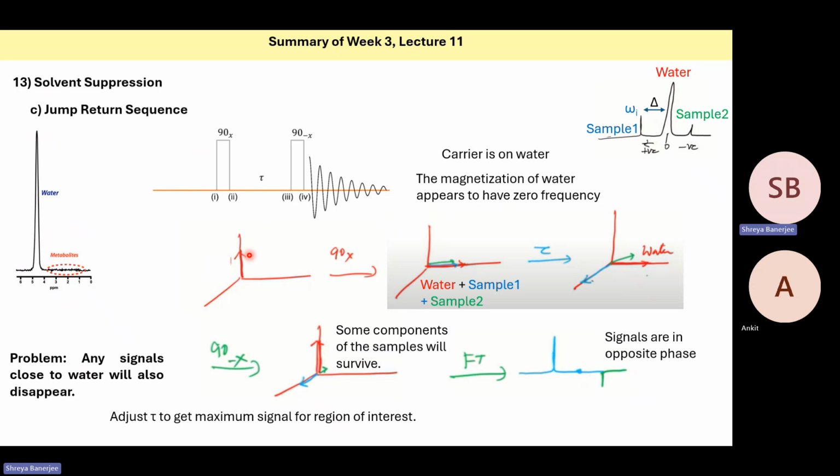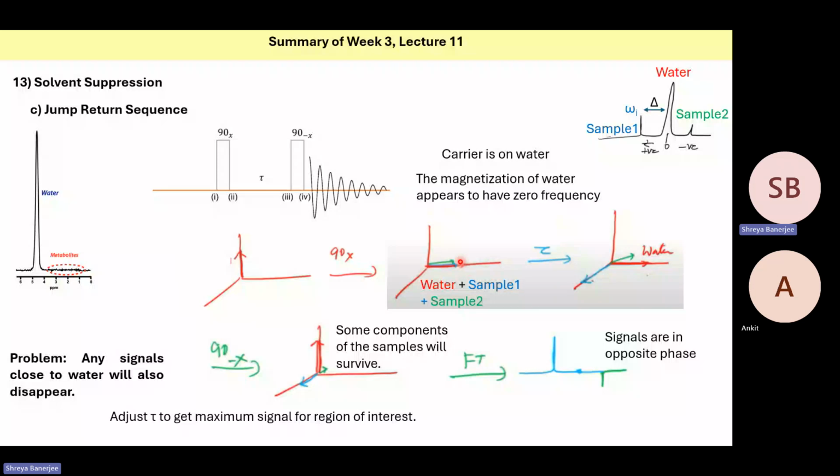So here they have been shown with different colors. The two samples are with blue and green and water is with red. So here the three arrows that you can see correspond to the magnetization of sample 1, 2 and water. And after this 90-degree pulse, all three of these magnetizations come from the Z axis to the Y axis. Now a time tau is given. During this time tau, the magnetization will precess in the transverse plane.